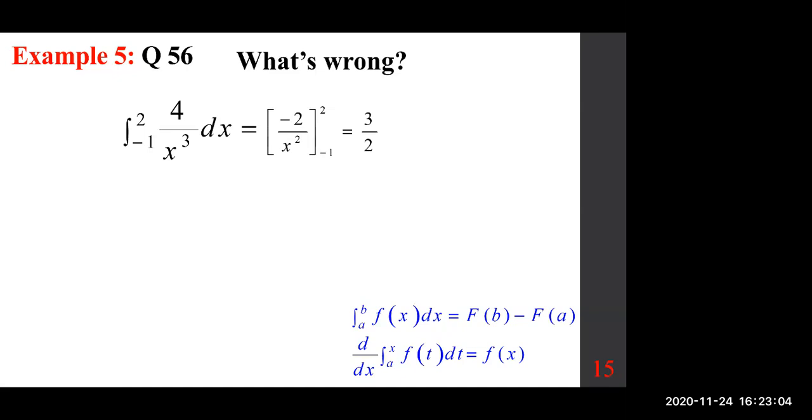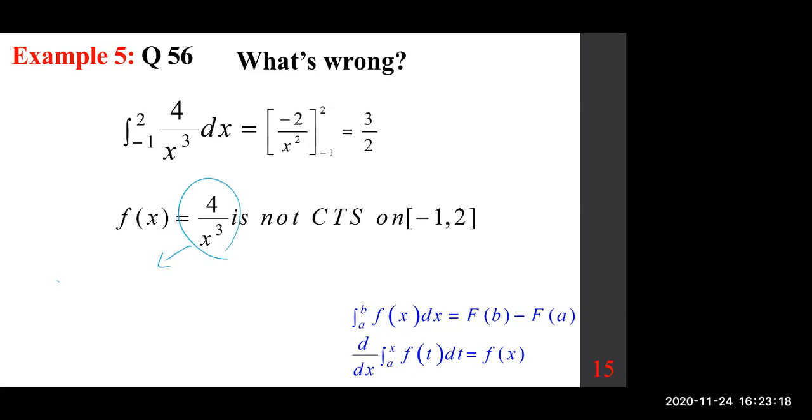Well, the function is not continuous. Okay, not from negative to positive infinity, specifically from -1 to 2. What matters is this: when you look at this function, it's continuous everywhere except at 0. So if the limits do not contain 0, that's fine. If you go from, let's say, -5 to -1 or 1 to 7, as long as 0 is not there, we're fine. We can calculate it. But remember, it has to be a continuous function. So I thought it's worth looking at.